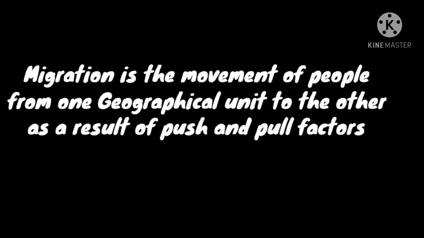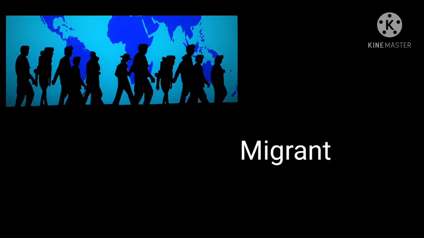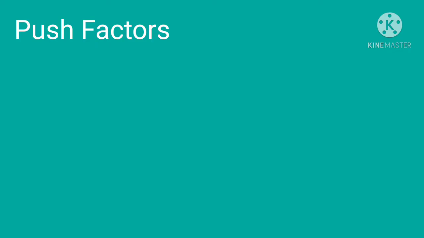So migration is the movement of people from one geographical unit to another as a result of push factors and pull factors. The people who move from one place to another are known as migrants. Okay, so what are the push factors and pull factors, we'll be discussing now. Push factors are also known as negative factors, and these factors force people to leave their places.